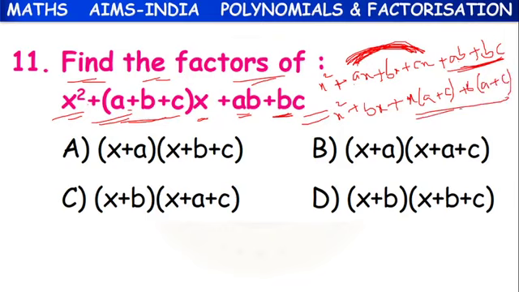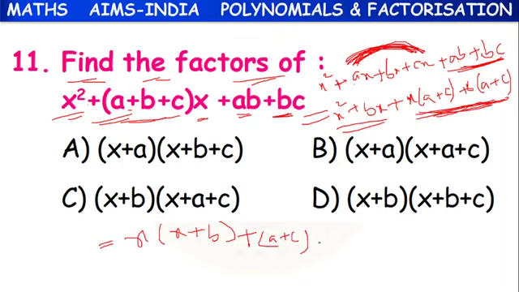Now in these two we can take a plus c common. In these two we can take x common. From the first two, if we take x common, from x² one x will remain, and from bx, b will remain. For the next two terms, a plus c we can take common. Here x will remain, plus here b will remain.